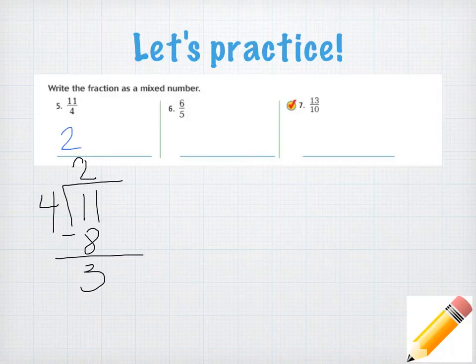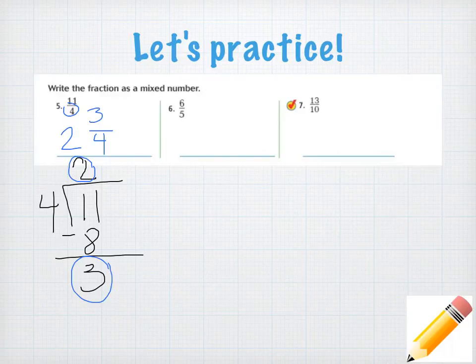2 is my whole number, because I know that 4 goes into 11 2 whole times. And my denominator is going to be the same as before. It's going to be 4. I look to how many pieces I have left over, and that's 3. So I know that 11/4 is equivalent to 2 3/4.